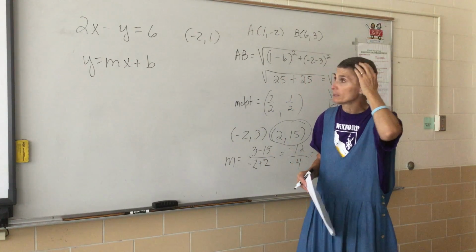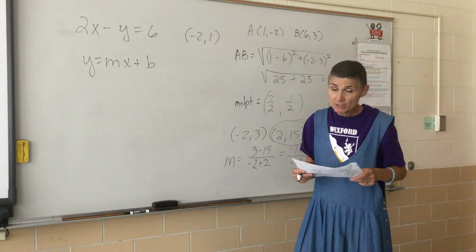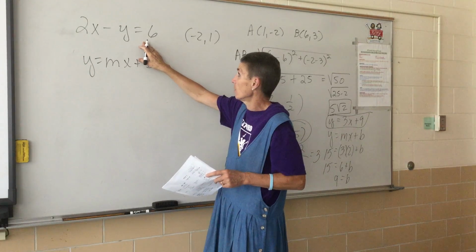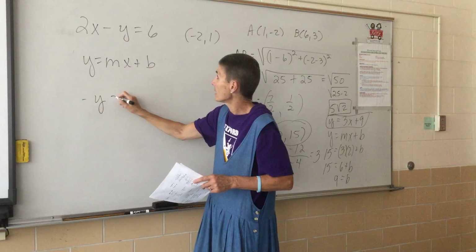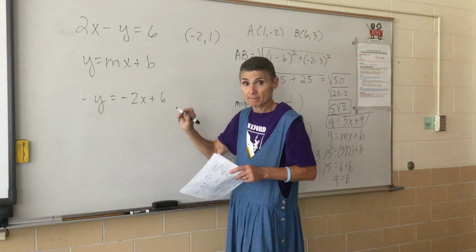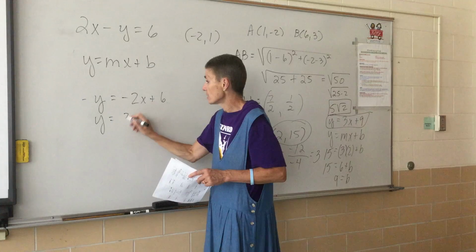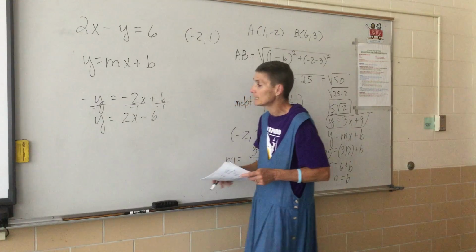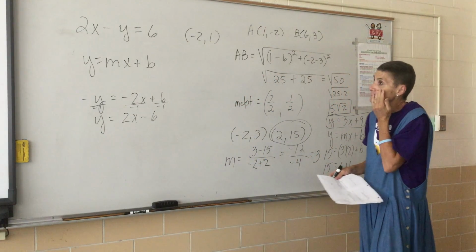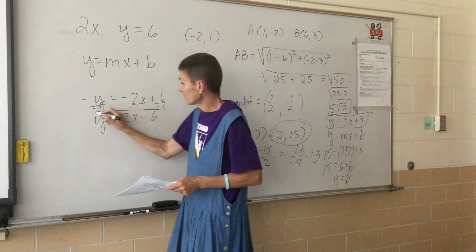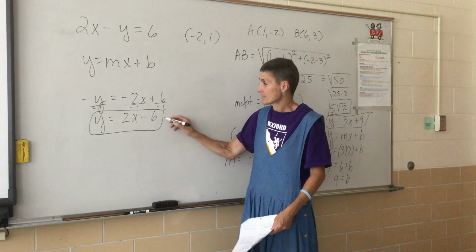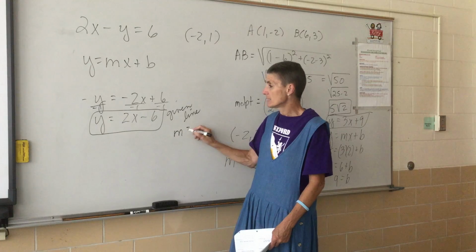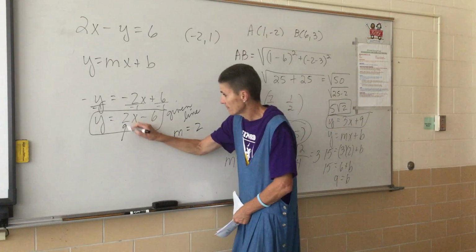To find our slope, do you know what to do? We're going to look at the equation they gave us, and we're going to get y by itself. So I'll have negative y equals negative 2x plus 6. So y equals 2x minus 6. I'm going to divide by that negative because I have to have the y completely by itself. So this is the given line. It is not the answer. This is the given line. And the slope of the given line is 2. Right here. That's the slope.